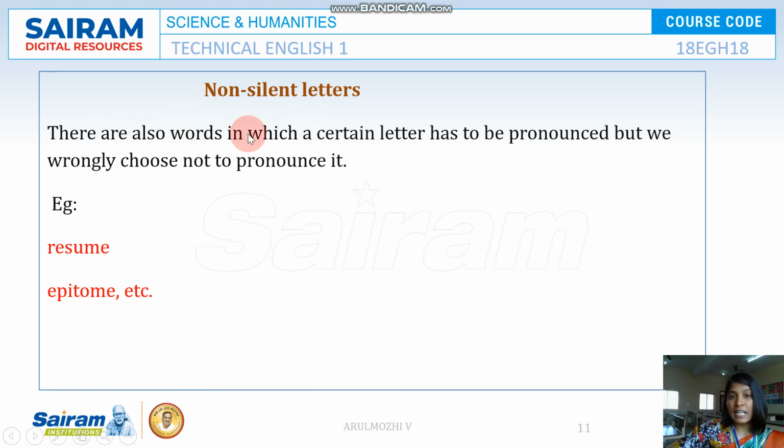And as we have silent letters, we also have non-silent letters which should be pronounced, because these words are borrowed from other languages, like resume and epitome. We should not miss that E at the end. So these are non-silent letters. Most of you say resume incorrectly, and also epitome.